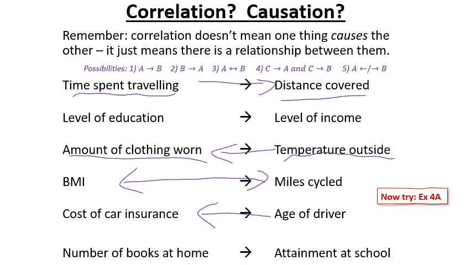Now you should be able to have a go at the questions from exercise 4A. You can try a few of these, pick out a few that you want to have a go at, represent them on scatter diagrams if that's what they ask you to do, and think about how you can interpret the correlation and think sensibly about any potential causation within the context of the questions.